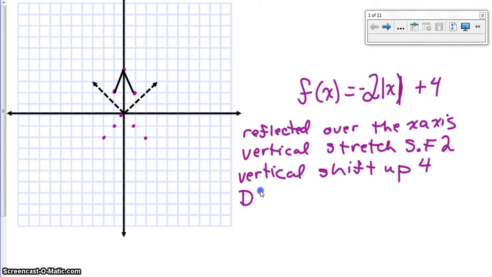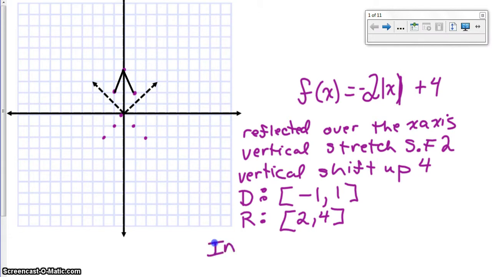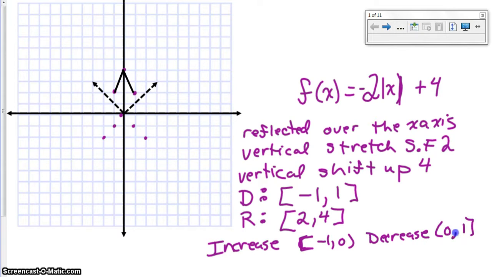I changed my domain. My domain runs from -1 to +1, and my range now has changed. My range goes from 2 to 4. Let's see, what else do I know? Oh, I have an increase interval, and that increase interval goes from, need to put a bracket there, from -1 to 0, and I have a decrease that goes from 0 to +1.